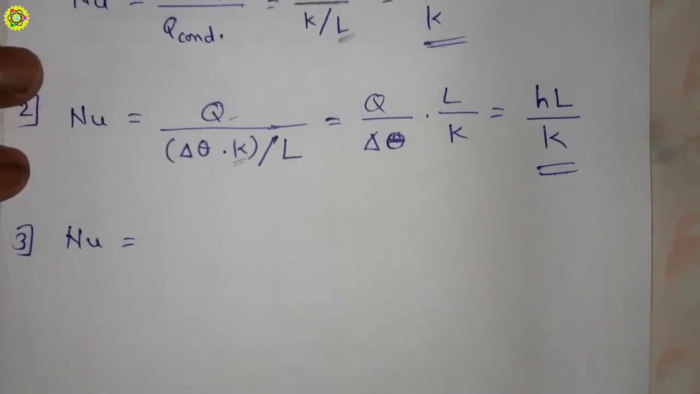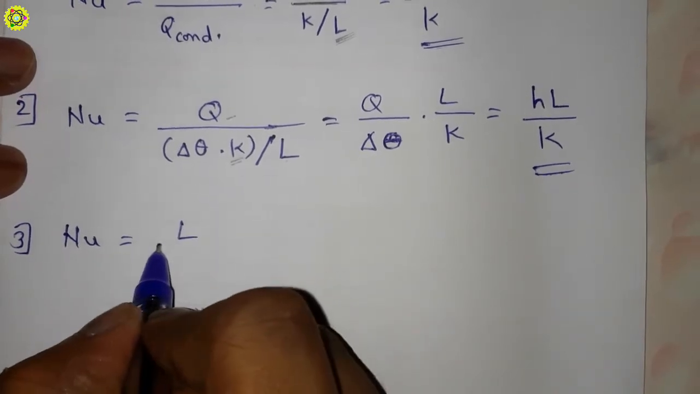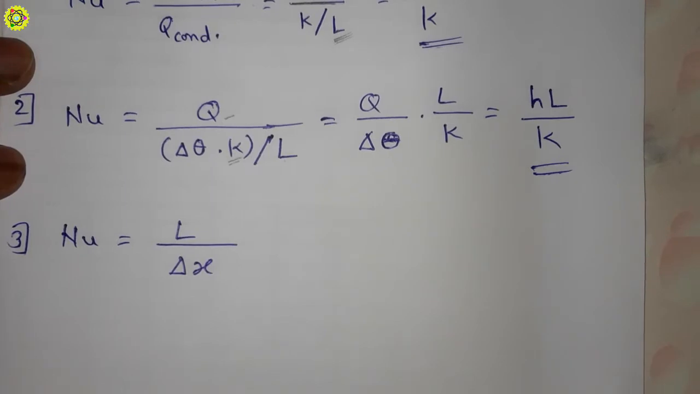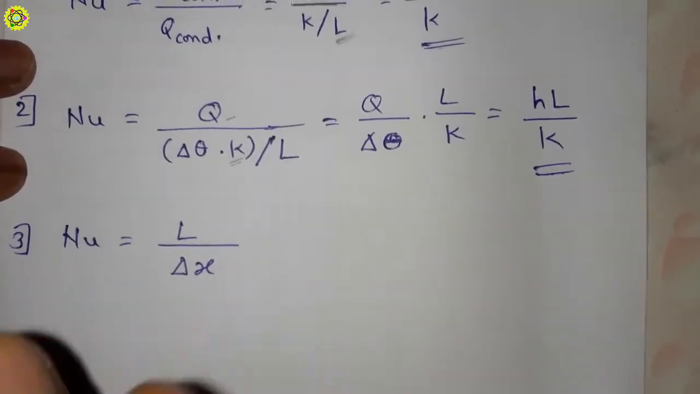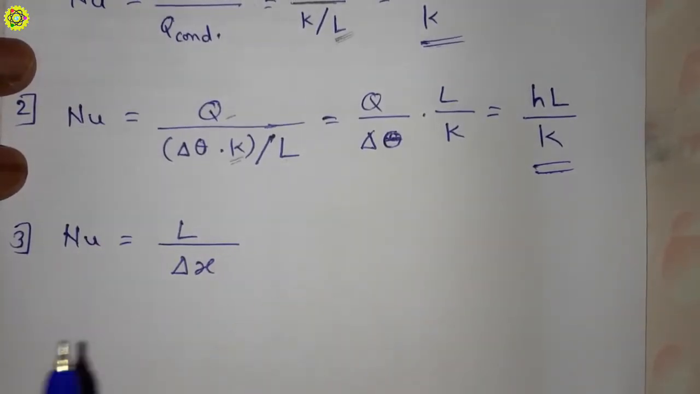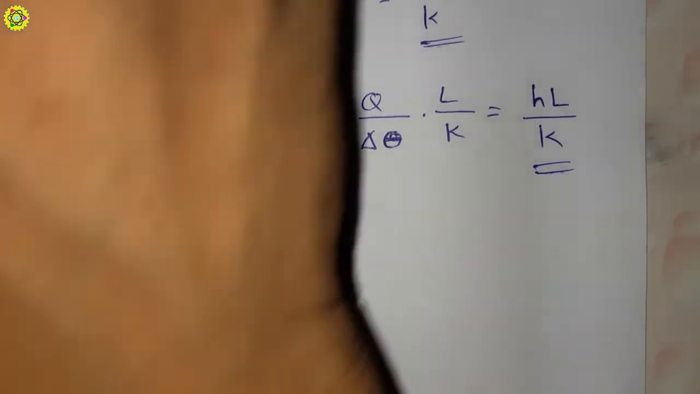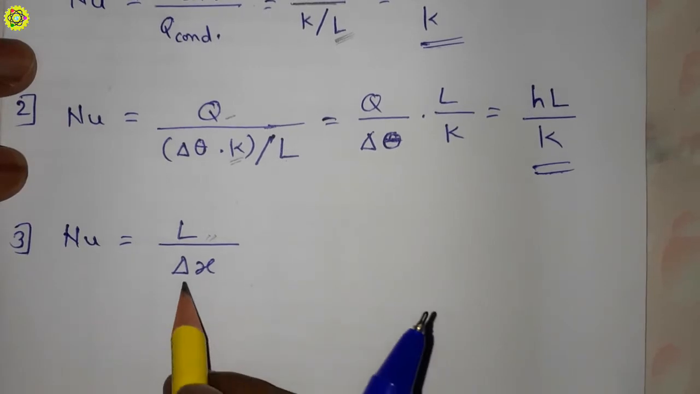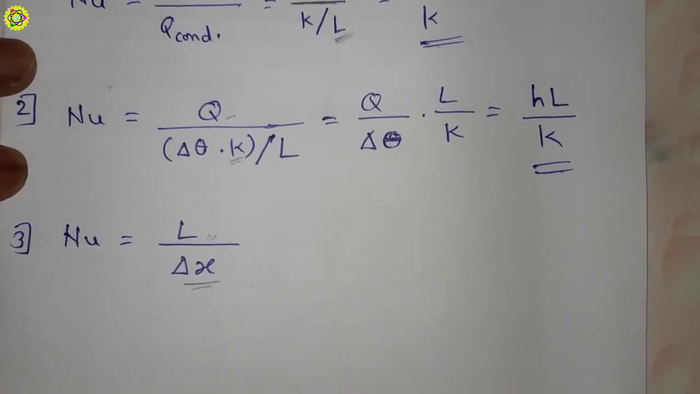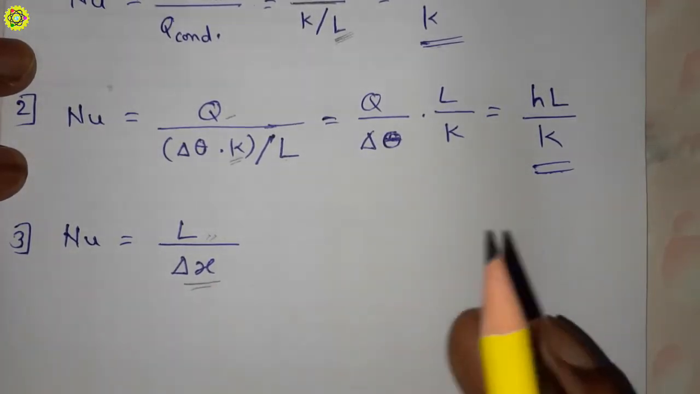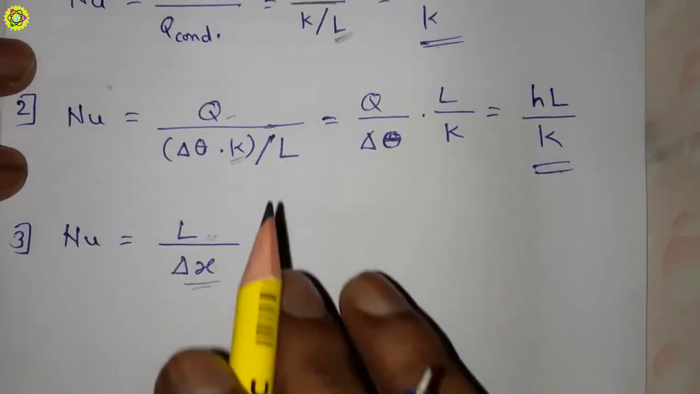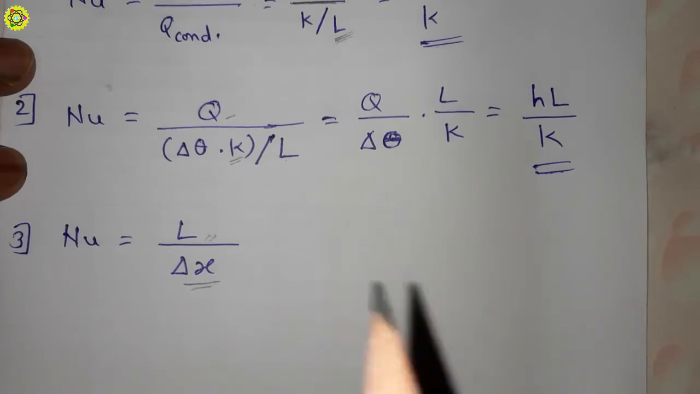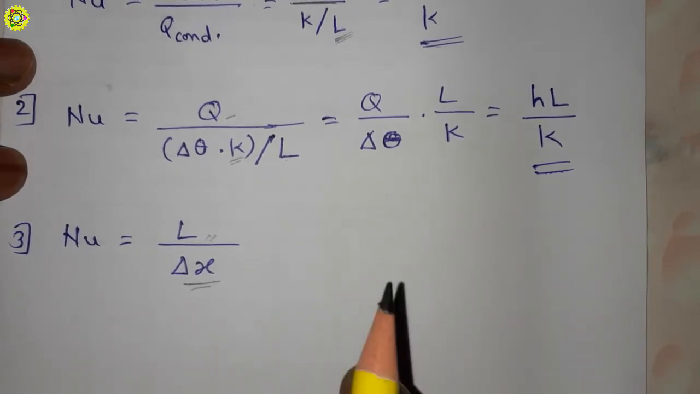Now, the third definition. Nu is equal to L upon delta x. So the definition is: it is the ratio of the characteristic length L to the thickness delta x of a stationary fluid layer conducting the heat at the same rate under the same temperature difference as in the case of convection process.